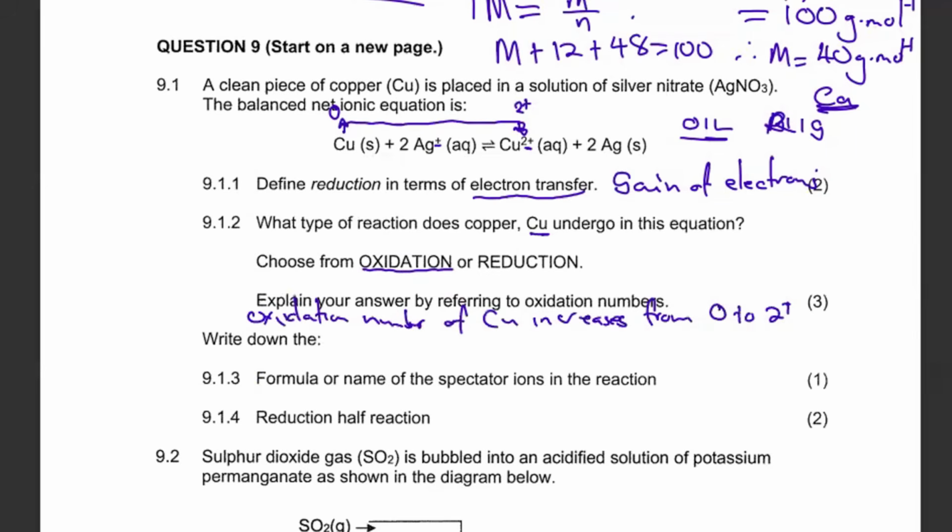Remember, when defining this in terms of oxidation numbers, oxidation is an increase in the oxidation number. So oxidation is the increase in oxidation number. And for reduction, the oxidation number decreases. Therefore, now we move on to the next part.